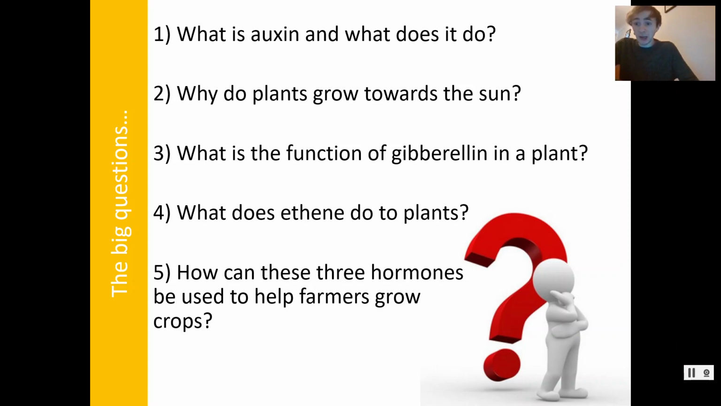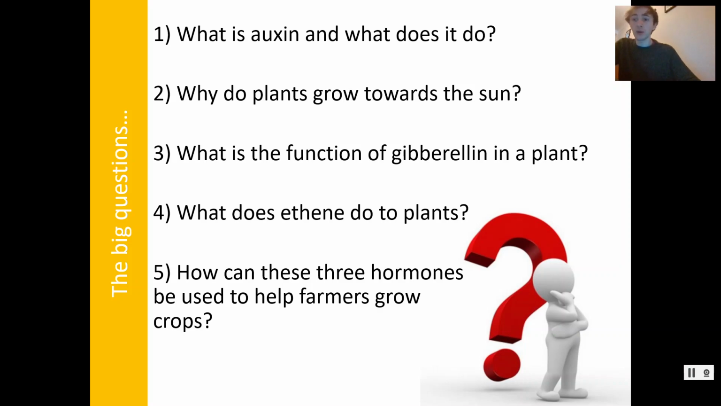What's the function of gibberellin in a plant? Gibberellin is found in seeds, and it's used to make seeds germinate, to make them sprout. What does ethene do in plants? It causes fruit to ripen. And how can those three hormones be used to help farmers grow crops?